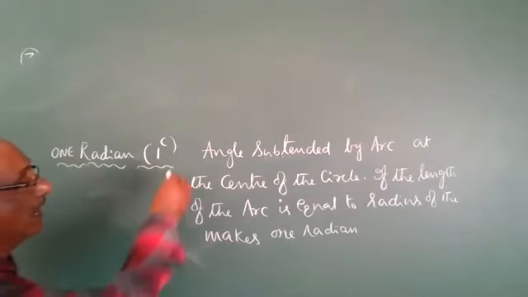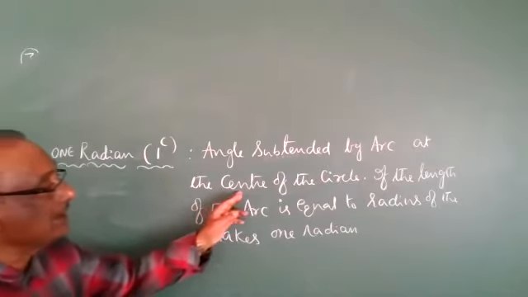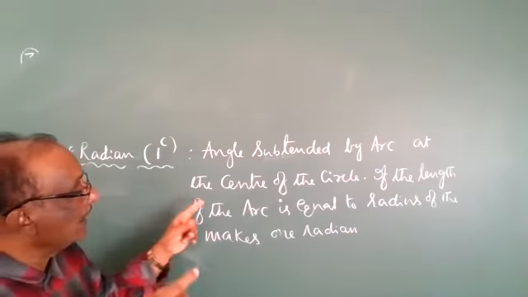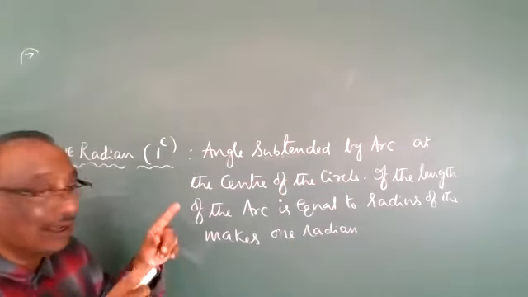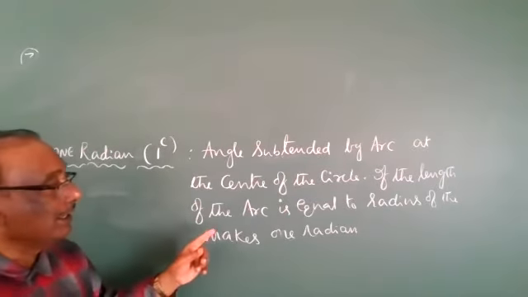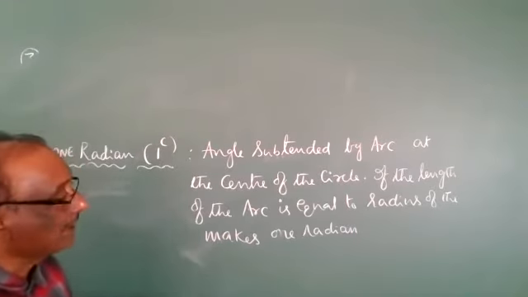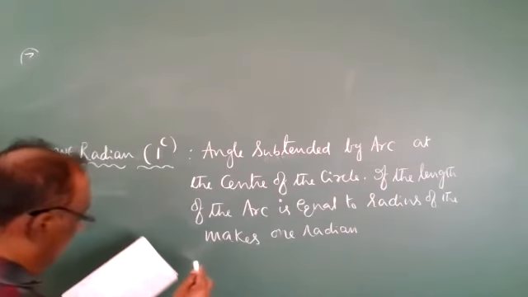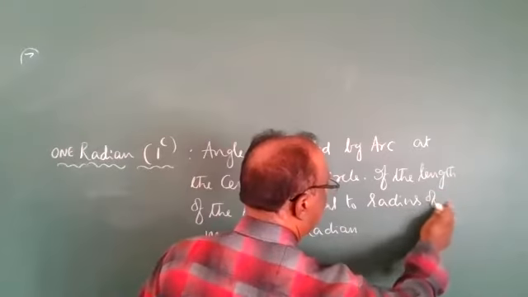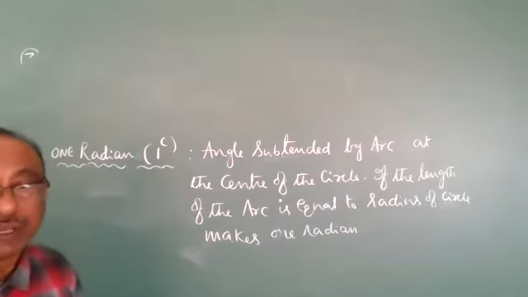The definition of 1 radian: it is the angle subtended by the arc at the center of the circle, if the length of the arc is equal to the radius of the circle. The arc whose length equals the radius of the circle makes 1 radian. So I will draw the figure, everyone see.